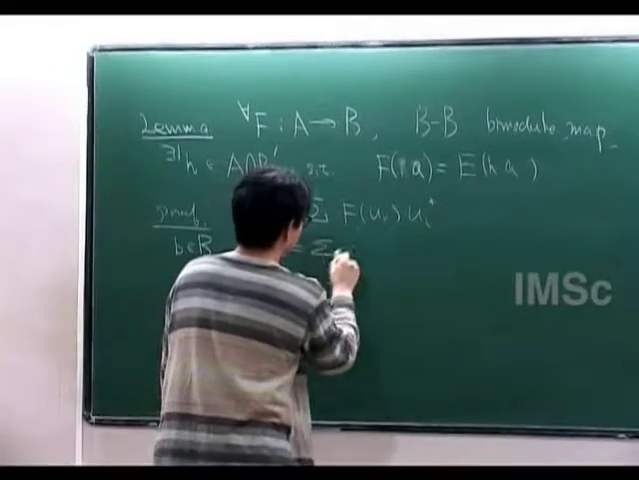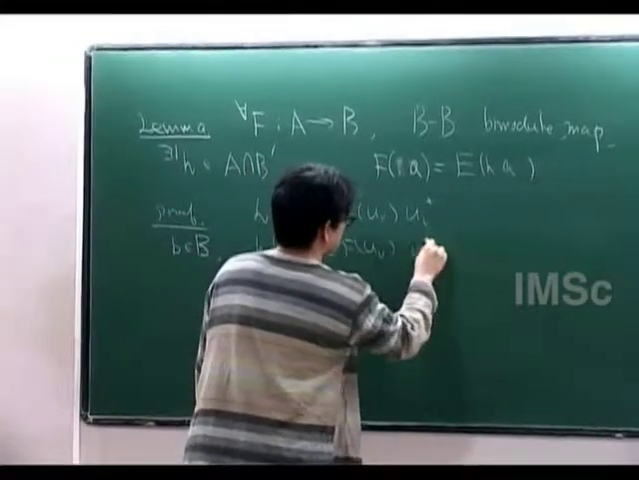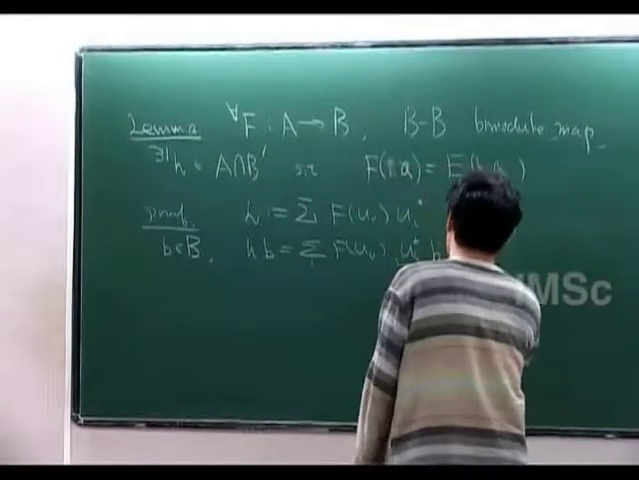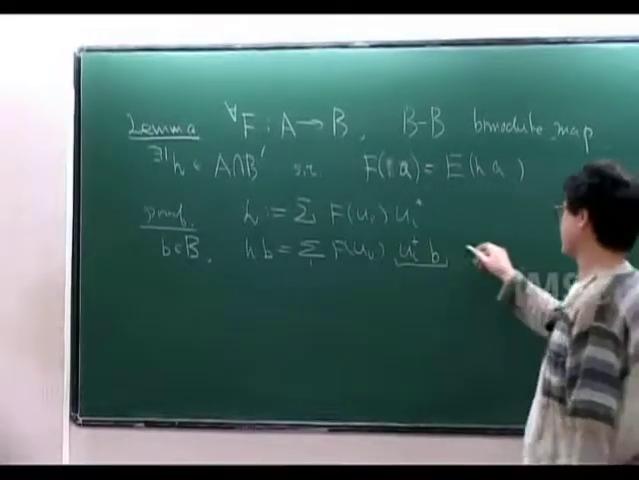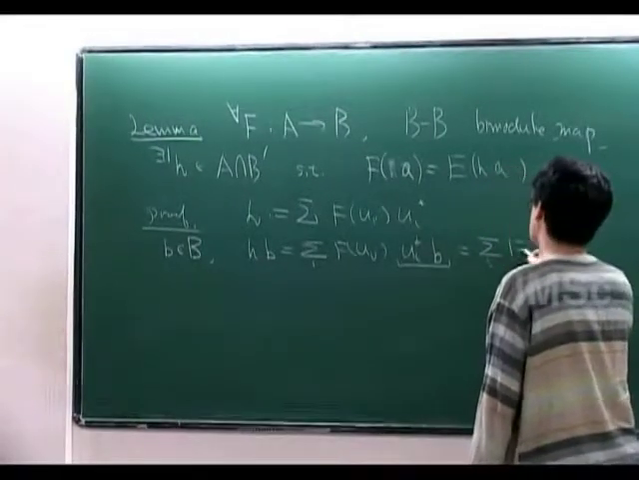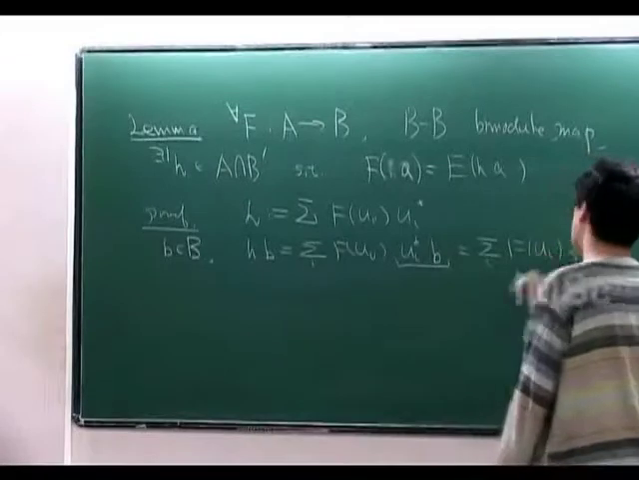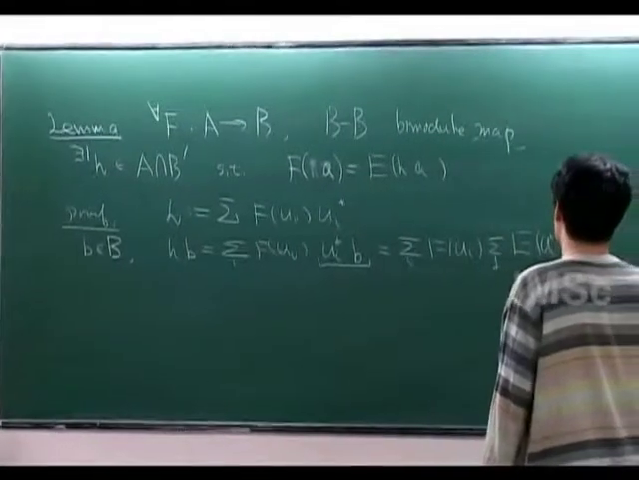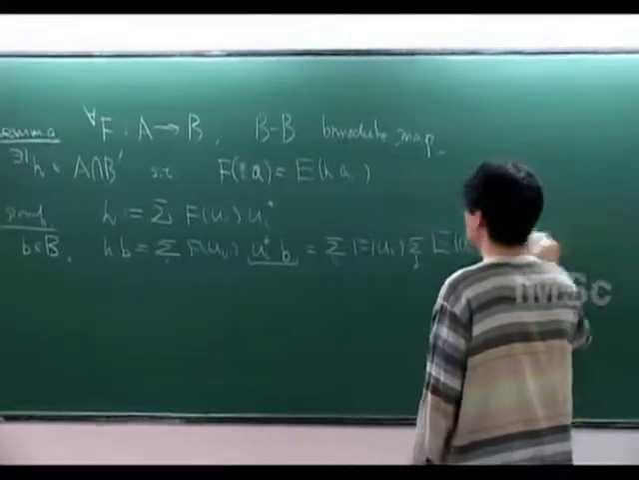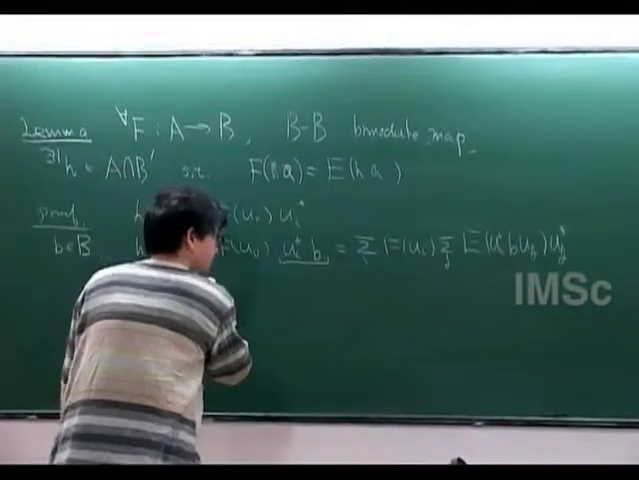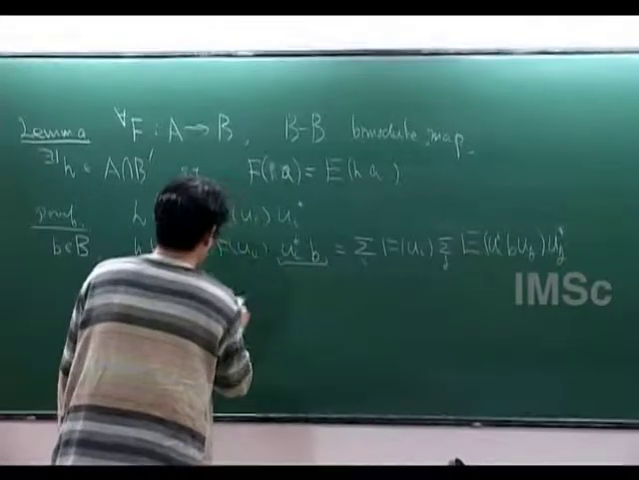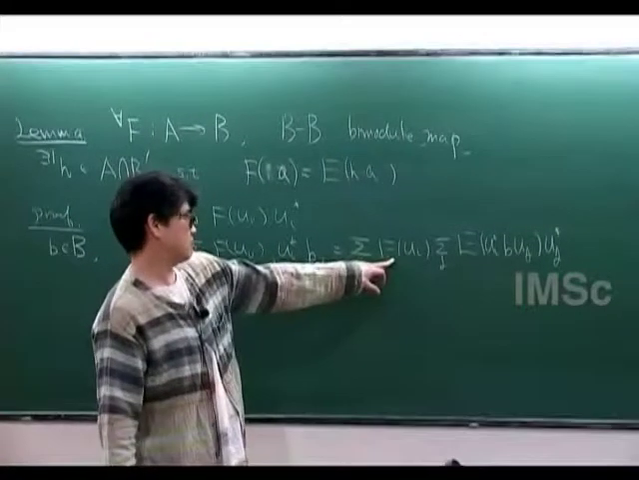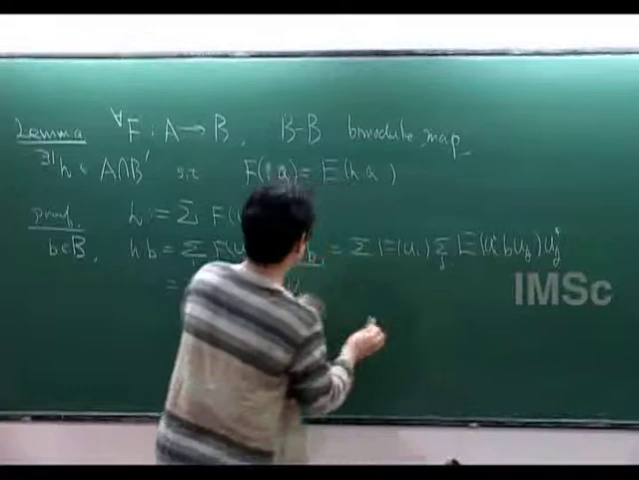I have been using this trick many times, but now we expand this part by using the basis. Yes, this way, b and u_j with the star. Then we switch the order of the summation here. And since F is a right B-module map, I can put this into F.